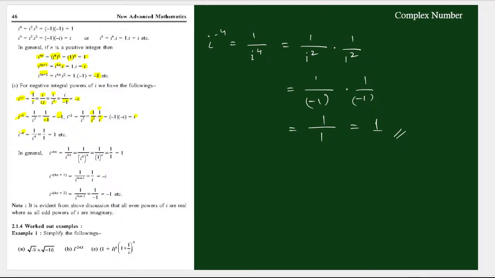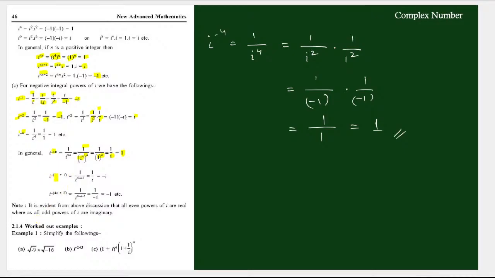Now let us see its general formula. i to the power minus 4n. So it is nothing but 1 by i to the 4n, so it will give us i to the 4 to the power n. i to the 4 is nothing but your 1, we have already learned. Then 1 to the power n is 1. So 1 by 1 is positive 1.